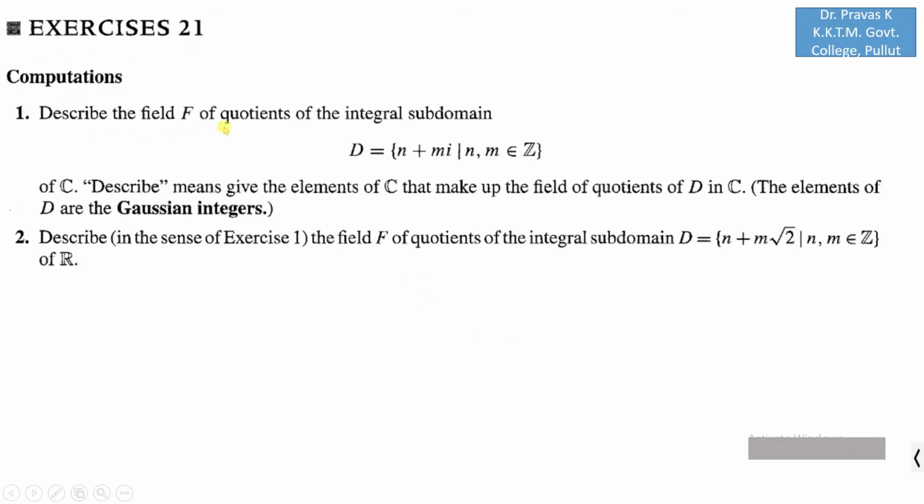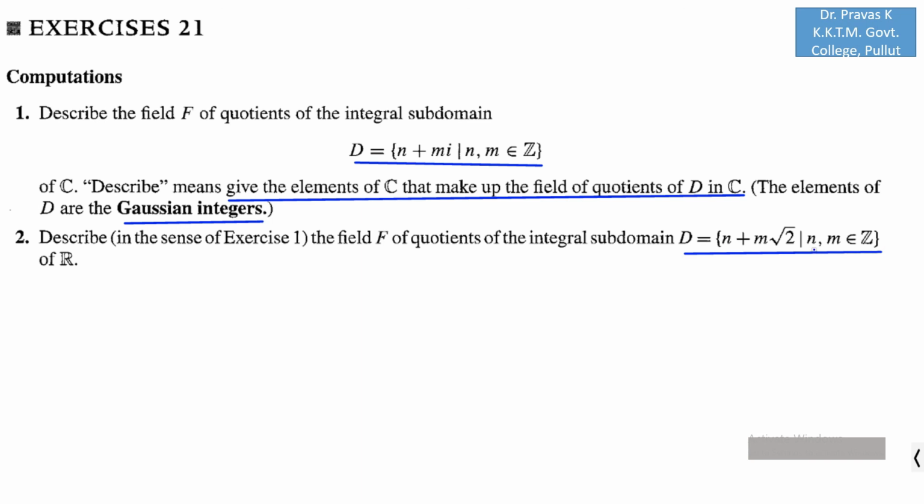Finally, you have two more problems to do. The first one is that you are given an integral domain capital D, the collection of all n plus mi, where n and m are integers. We call it the collection of all Gaussian integers. You need to describe the field capital F of quotients of the given integral domain. Describe means you need to give the elements of capital C that form the field of quotients of capital D in C. Similarly, another integral domain capital D is the collection of all n plus m root 2, where n and m are integers.